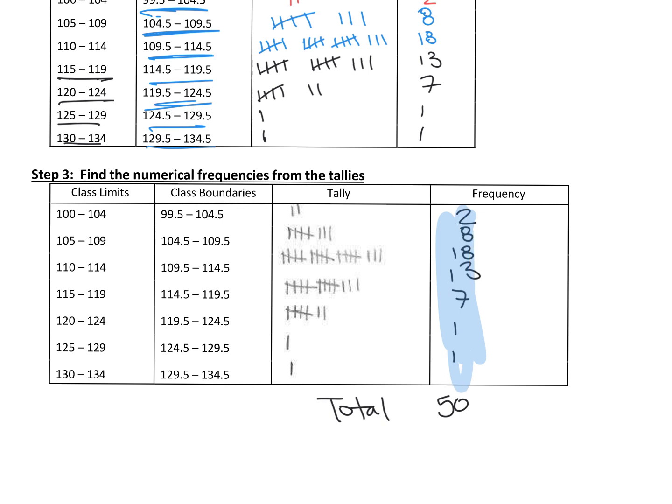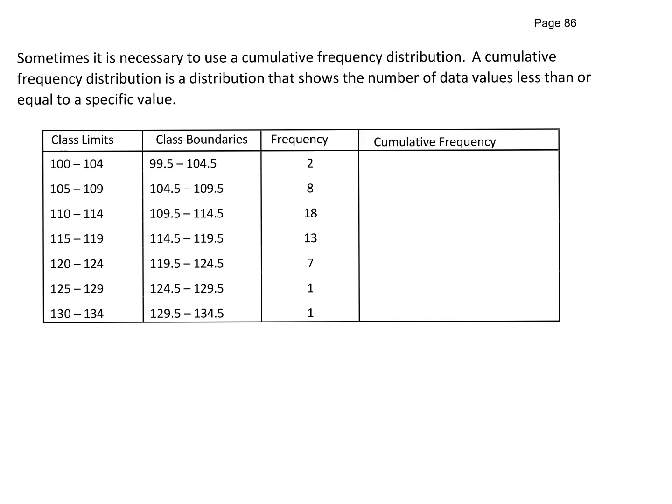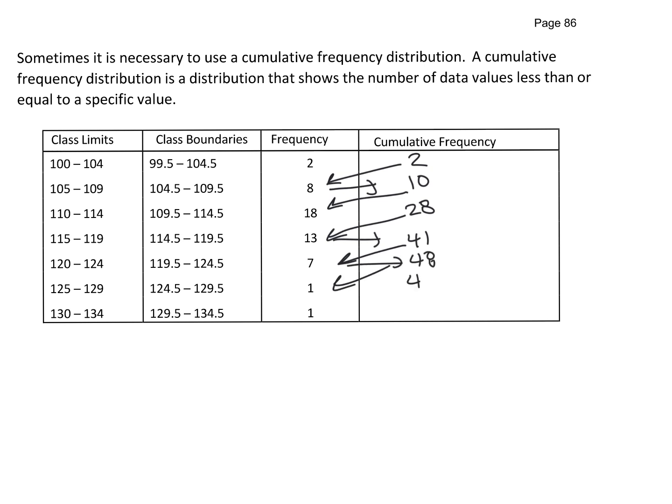And then we have another approach that we could do, which is we can include the cumulative frequency. And so we would start with 2, and then cumulative frequency just means how many total at the time. So for this next one, I would have 2 plus 8, which would give me 10, and then I add 18 more, which would be 28. 28 plus 13 would give me 41, and then 41 plus 7 would give me 48. 48 plus 1 is 49, and then 49 plus 1 is 50, and that would be my total of 50.